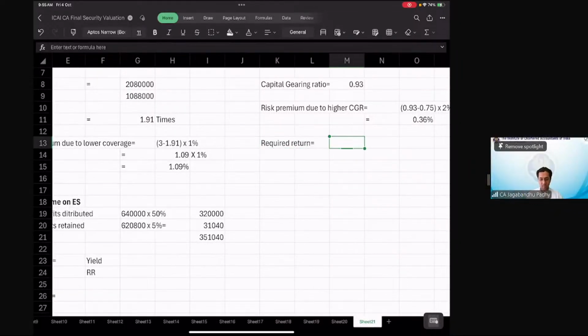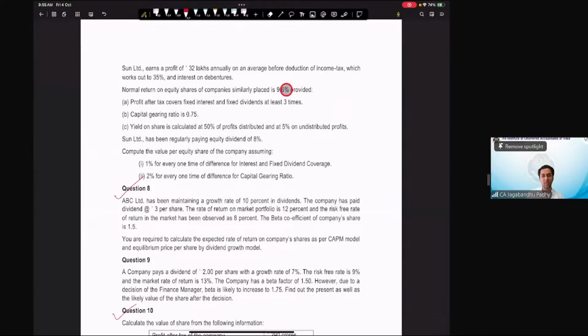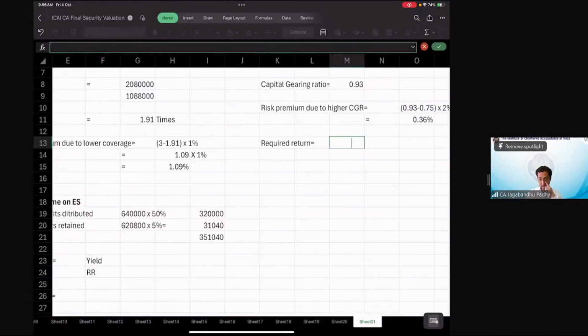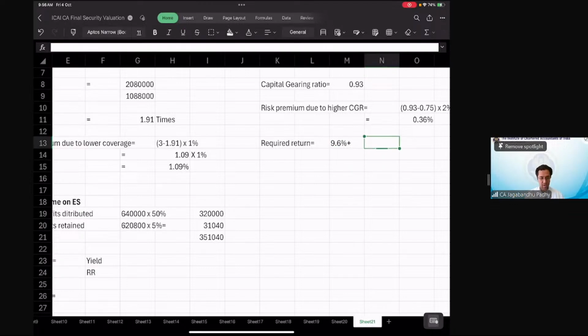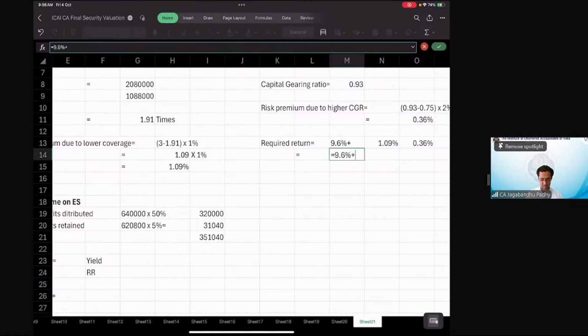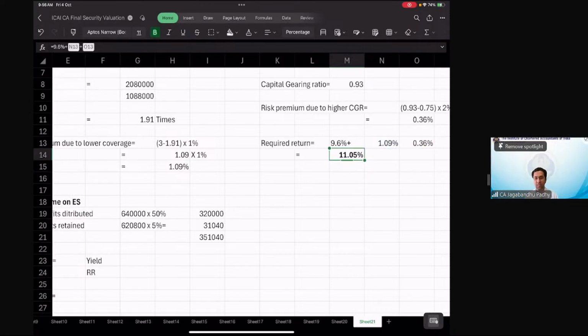What will be the required return? The required return will be, what was the benchmark return for similar companies? For similar companies, it was 9.6%. So obviously we need the 9.6% rate, but in addition to that, we need this 1.09% and also this 0.36%. So what's the total return that we need from the shares? 9.6% plus 1.09 plus 0.36. So the return that we need from the equity shares is 11.05%.